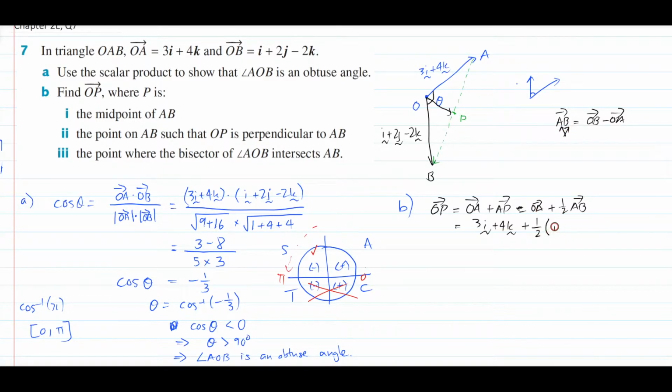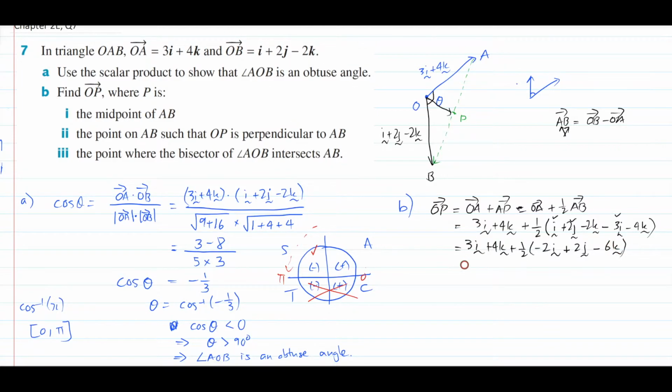So let's take a look. What is OB? Fill it in. i plus 2j minus 2k, and then minus vector OA, so that's minus 3i and then minus 4k, because the minus applies to both. So minus 3i minus 4k, and that's half of AB. So let's do some maths. 3i plus 4k, can't touch that just yet. We'll leave the half in there. i, so this i right here, and then minus 3i, that's minus 2i, and then you've got 2j by itself, don't do anything to that, so plus 2j, and then minus 2k minus 4k, that is minus 6k.